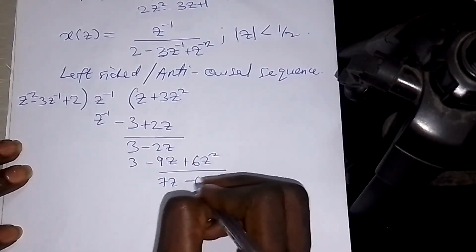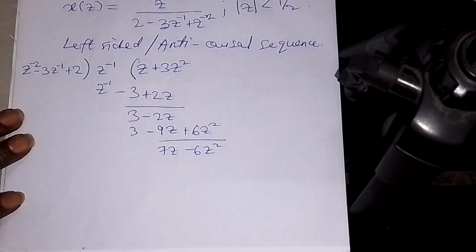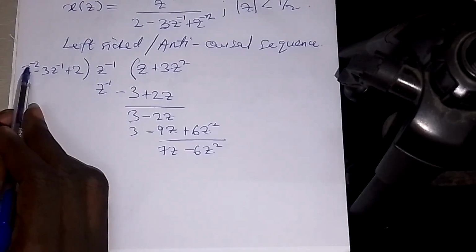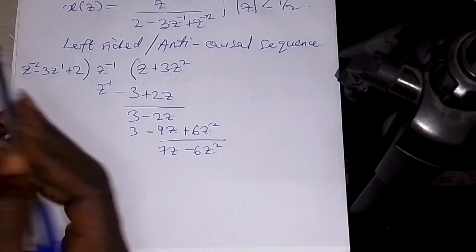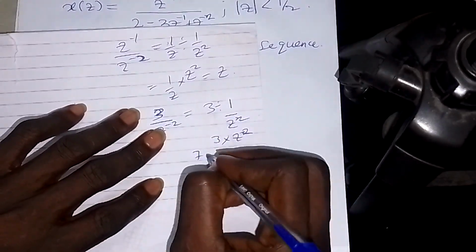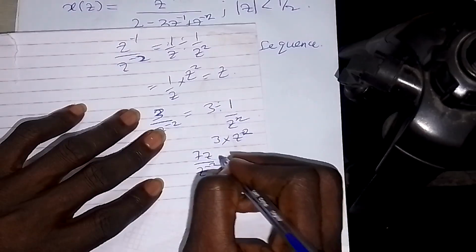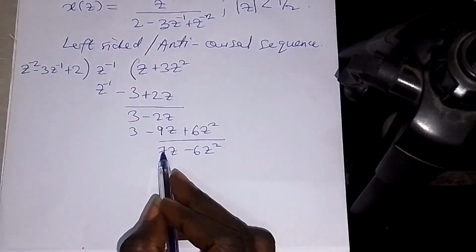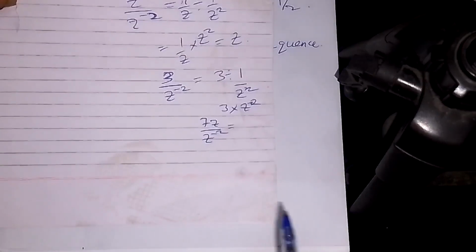0 minus 6. So now, this one, what number multiplied by this one will give me this one? Or this one divided by this, what will I get? Okay, so I'll bring it. So here, 7z divided by z exponent minus 2. What will I get?